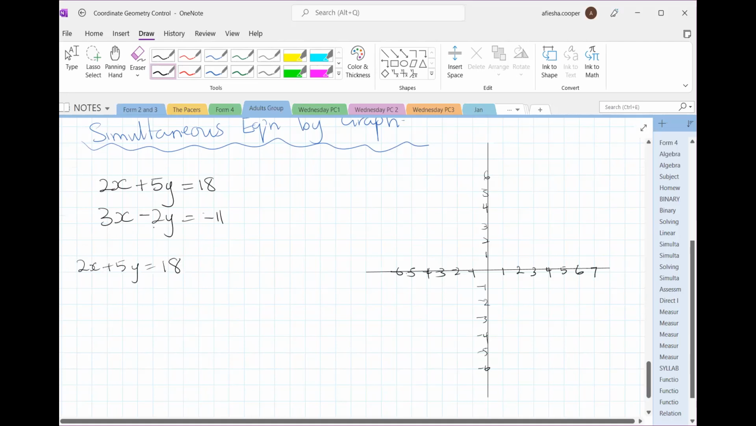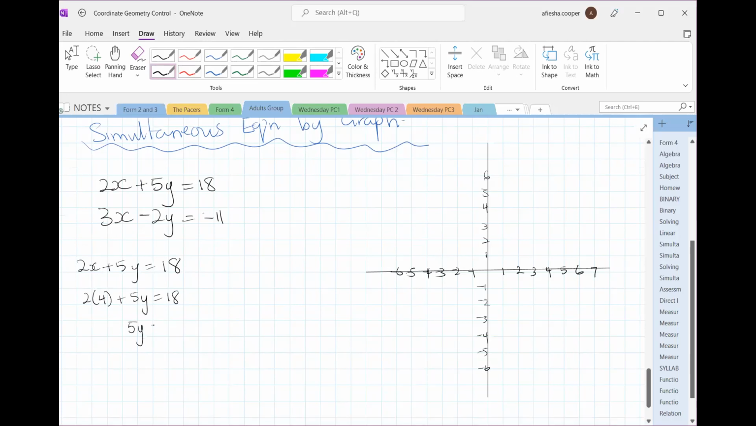Let's find 2 points to give us our line. What's the first value we're going to use for our x? Use one from across here. So I'm going to use like 4. 2 by 4 add 5y is equal to 18. You'll have to know how to solve these things. 5y is equal to 18 minus 8, because this is 8. And y is equal to 10 divided by 5, which is 2. So our coordinate is 4, 2.